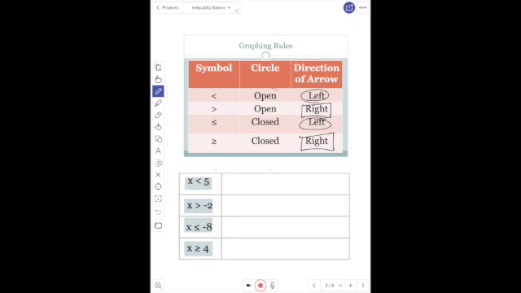So that's going to be important. If I have greater than or less than, that means that it's not included. So that's going to be an open circle. If I have greater than or equal to, or less than or equal to, that's going to be a closed circle. That means it is included.